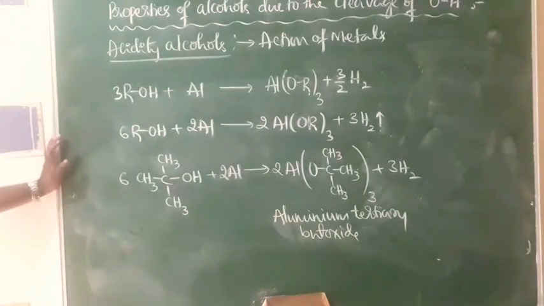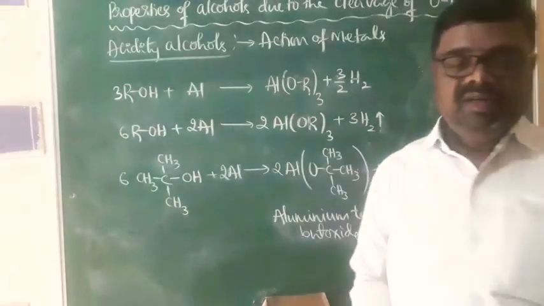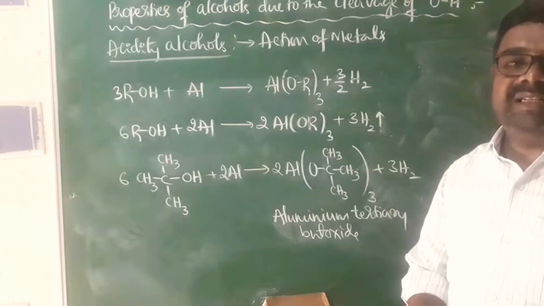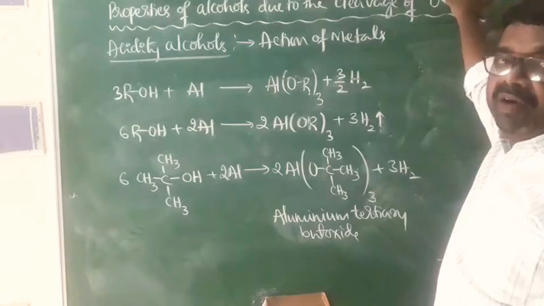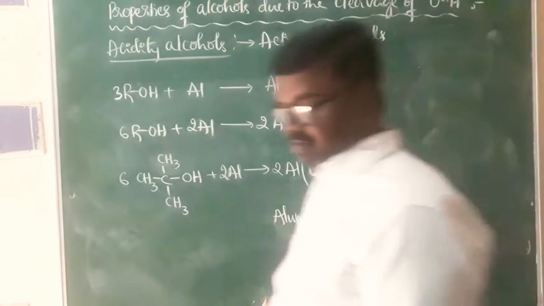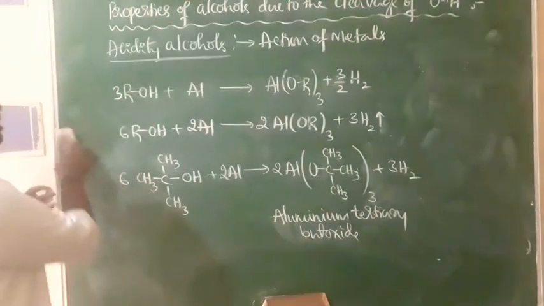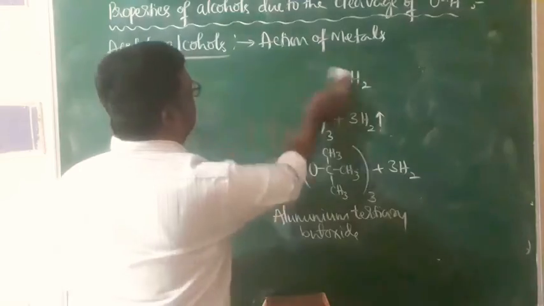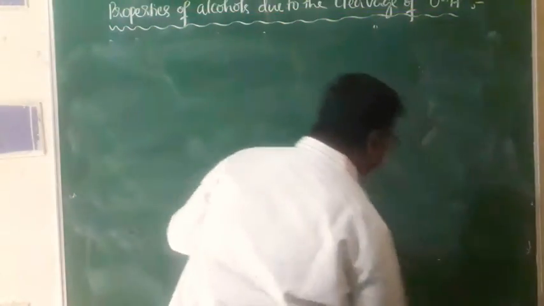This is what we call the action of aluminium on alcohols. The action of aluminium and the action of sodium on alcohols is an example of the property where alcohols act like acids, or where cleavage of the OH bond takes place, right? So this is what we call the acidic property of alcohols. Now I am going to compare the acidic property of alcohols with that of water.